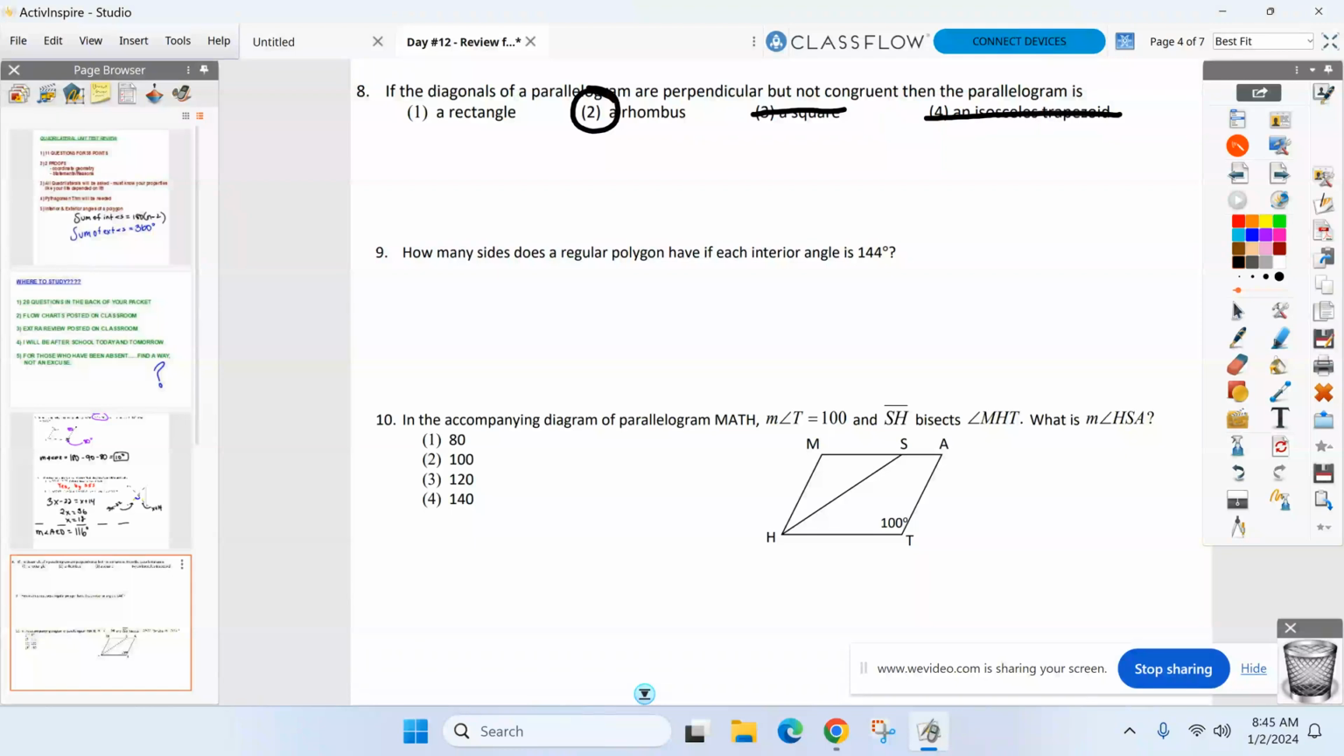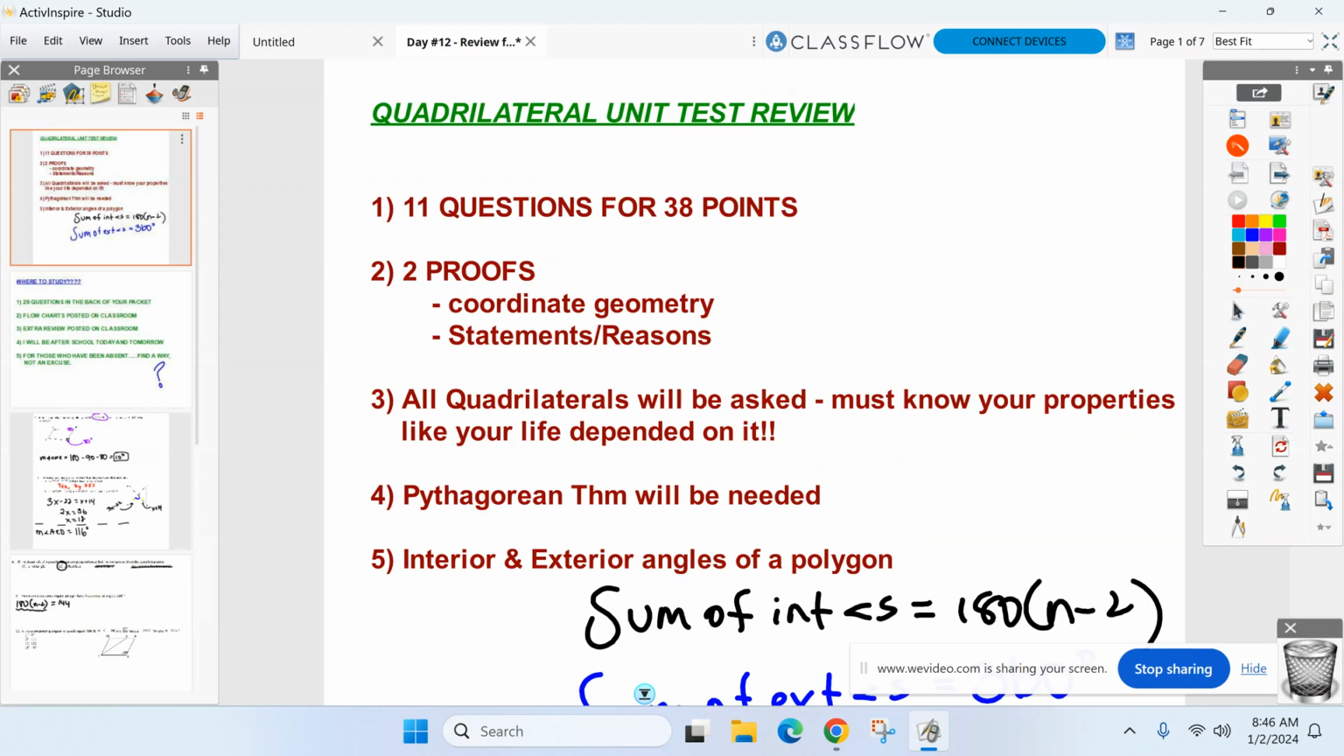This was day 1. Here, question 9. How many sides does it have if each interior angle is 144? Oh, I remember that. 180 times n minus 2, that's equal to 144. No. This is for the what? That's for the sum of the interiors. Is 144 the sum? No, that's only one angle, so I can't do that.